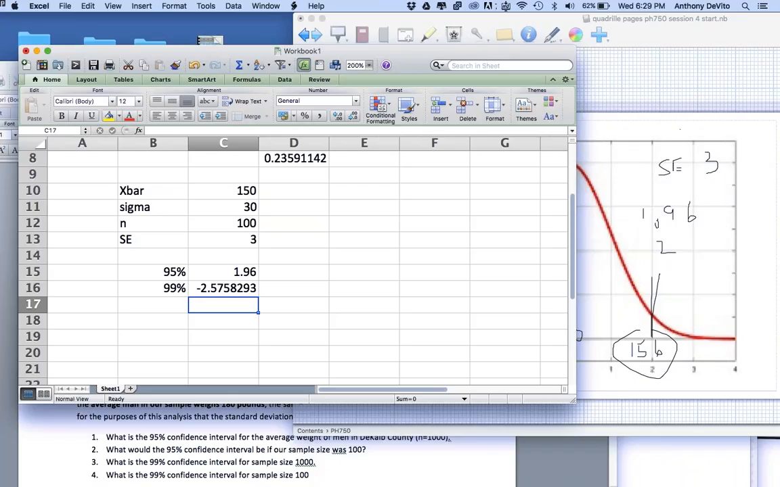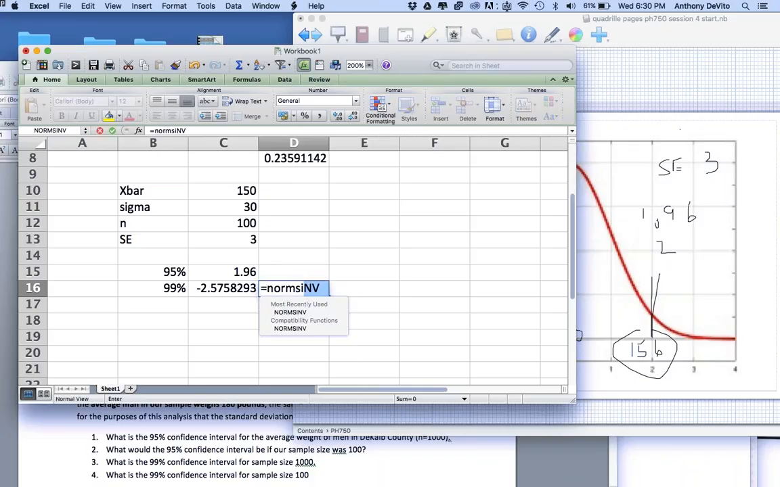The probability is non-negative. An area or probability is never negative; it doesn't make sense. It's actually a negative Z-score because I put in the area to the left. If I had put in NORM.S.INV of 0.995, it would give me a positive Z-score, because that's the area to the left of it.